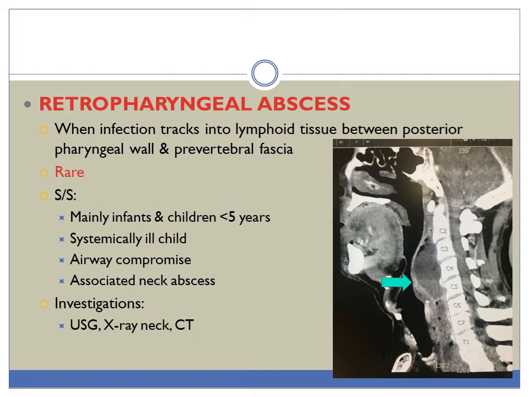Retropharyngeal abscess is one of the rare complications of acute tonsillitis. It is commonly seen in tuberculosis. What happens is that the pus gets collected between the posterior pharyngeal wall and the prevertebral fascia. This is the swelling which indicates that there is an abscess over here. Such patients will present to you with difficulty in swallowing, drooling, almost all symptoms similar to quinsy.